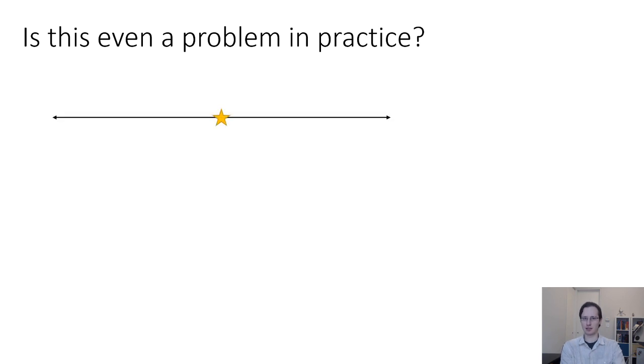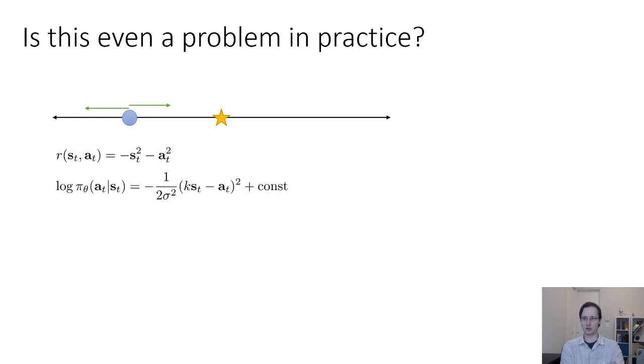Well, let's think back to that example that we had in the policy gradient lecture, where we had a one-dimensional state space and a one-dimensional action space, where you get to choose to go left or right. Your reward was given by negative s squared minus a squared, and you had two policy parameters, k and sigma, where the probability of the actions is normally distributed, where the mean is k times s, and sigma is the variance.